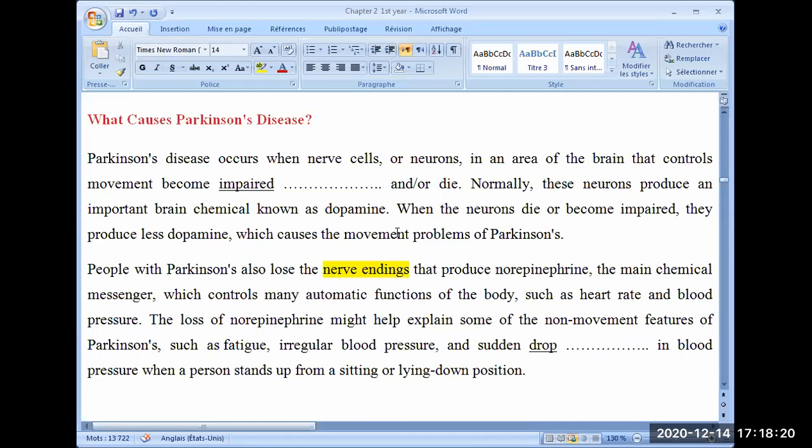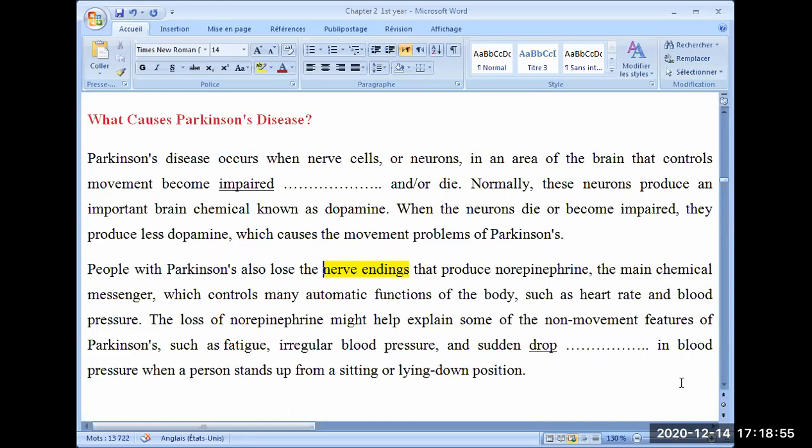The loss of norepinephrine might help explain some of the non-movement features of Parkinson's, such as fatigue, irregular blood pressure, and sudden drop in blood pressure when a person stands up from a sitting or lying down position. Okay, a sudden drop in blood pressure. Blood pressure drops when a person stands up from a sitting position or lying down position.